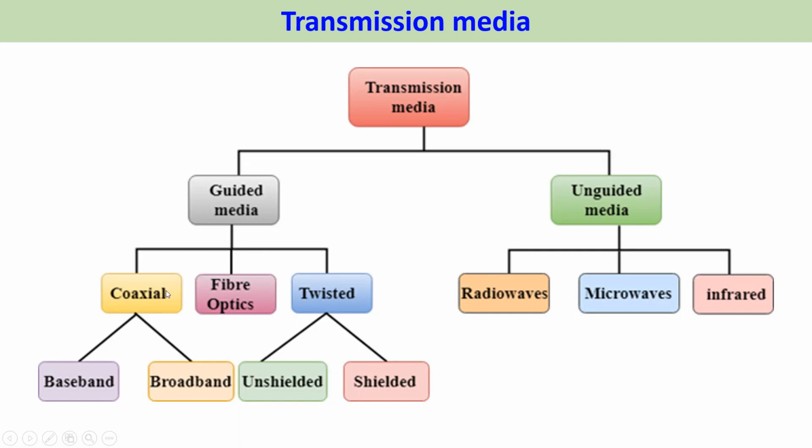Under guided, again, three types: coaxial, fiber optics, and twisted. In coaxial, also two types, baseband and broadband. Twisted, again, two types, unshielded and shielded. Then unguided media, again, three types: radio waves, microwaves, and infrared. In that way, you can categorize transmission media.